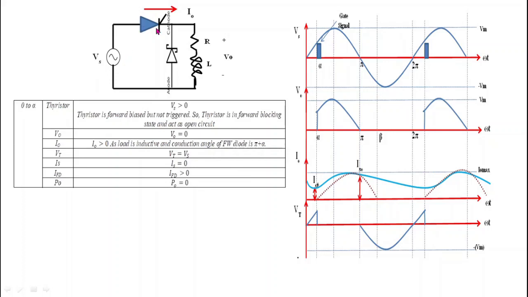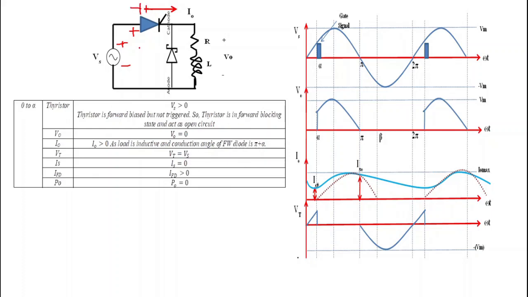When the positive cycle is applied, positive potential reaches the anode of this thyristor. So this thyristor gets forward biased, or we can say that VAK is greater than 0. But the gate pulse is not applied yet, or we can say that the thyristor is not triggered yet. That's why this thyristor goes into forward blocking state and acts as an open circuit.